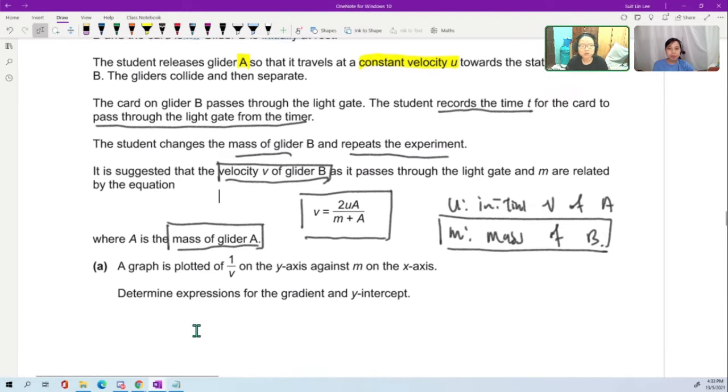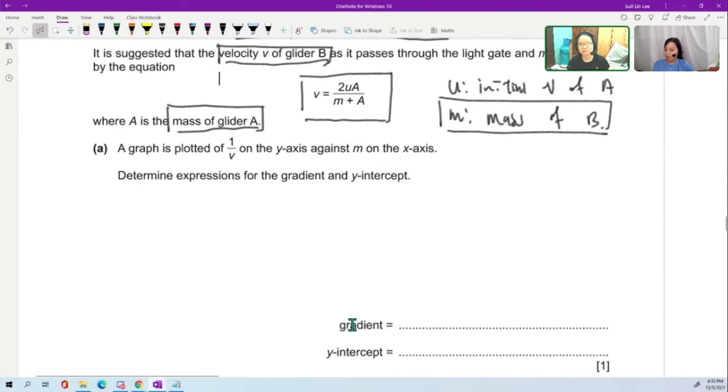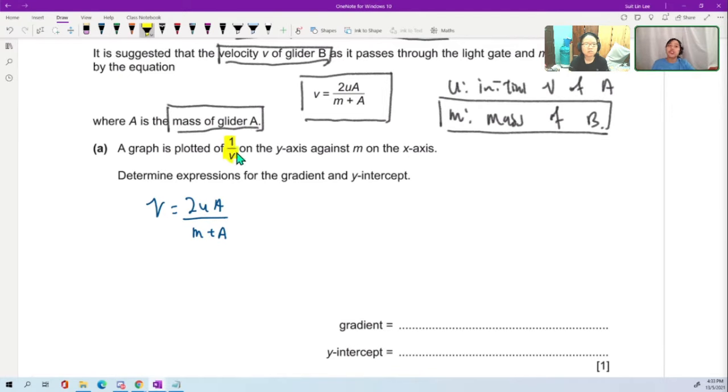A graph is plotted of 1 over V on the y-axis against M on the x-axis. Determine an expression for the gradient and y-intercept. How shall we proceed? Well, you figure out what you are plotting on the axes. Circle it, underline it, whatever. Because that is what you want to rearrange into a straight line equation. So we want 1 over V against M. So you want 1 over V, you flip both sides. I mean, you divide both sides. 1 over, so you flipped it out.